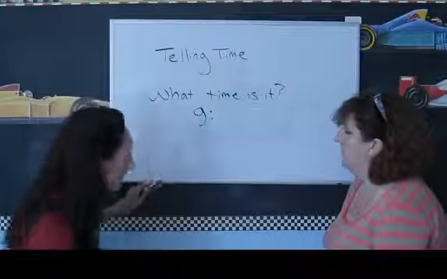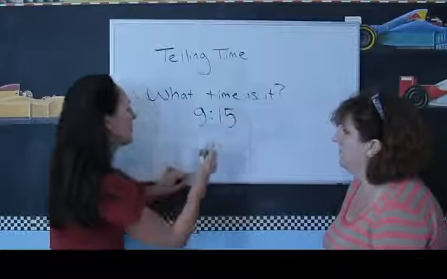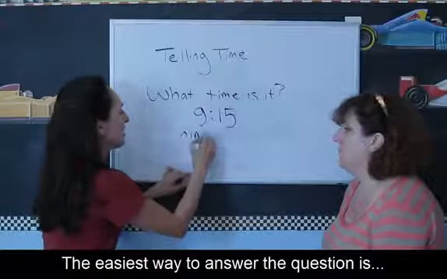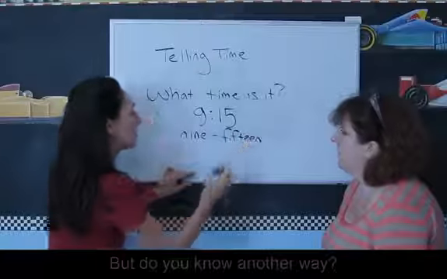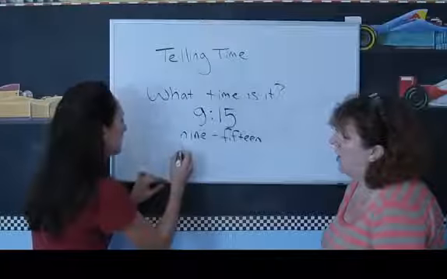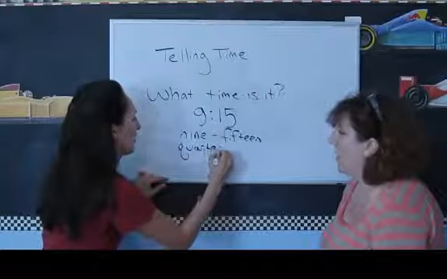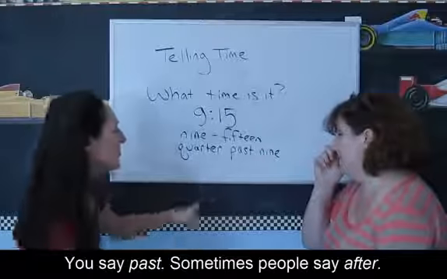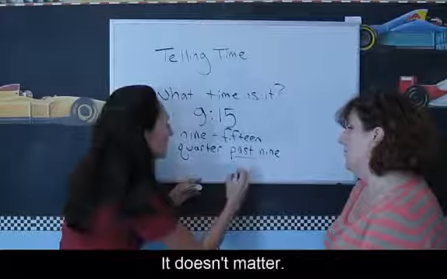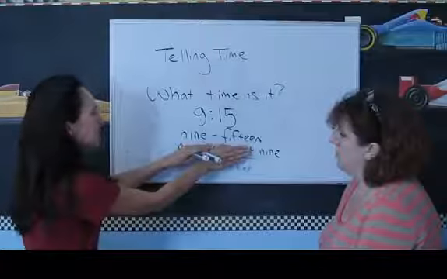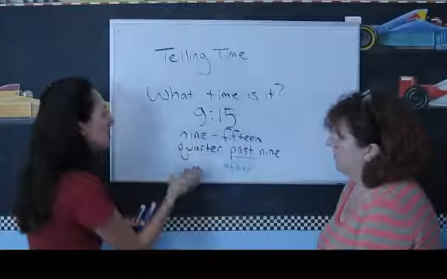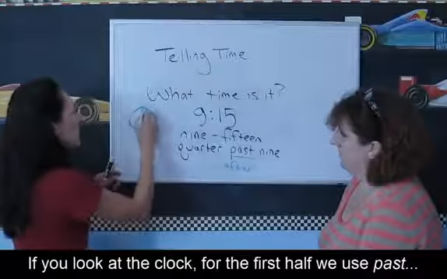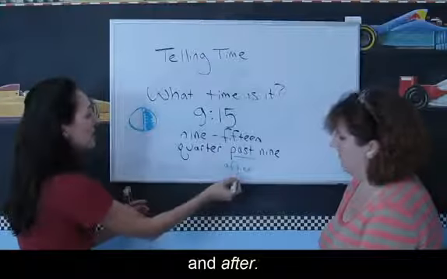What if I write 9:15? So the easiest way to answer the question is 9:15. But do you know another way? Quarter past nine. Good. You say past, sometimes people say after. It doesn't matter. So you can also say it's quarter past nine, or it's quarter after nine. For this first half of the clock, we use past and after.